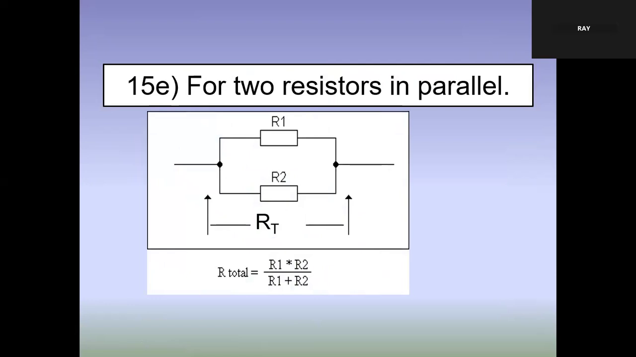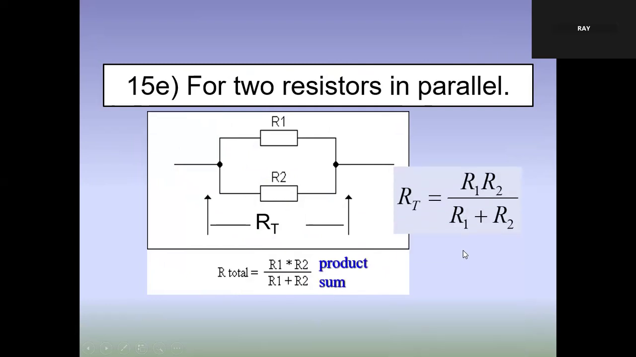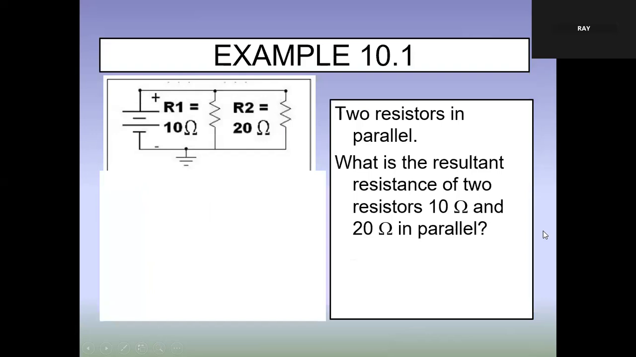For two resistors in parallel, you can use a product: the top is the product, bottom is the sum. Or you can prefer to use this one. If you can use this one, it's faster. It doesn't matter. If you don't want, you can use the original formula. Okay, what's the answer for this one? Two resistors in parallel. What's the resultant resistance of the two resistors, 10 ohm and 20 ohm? What's the answer?